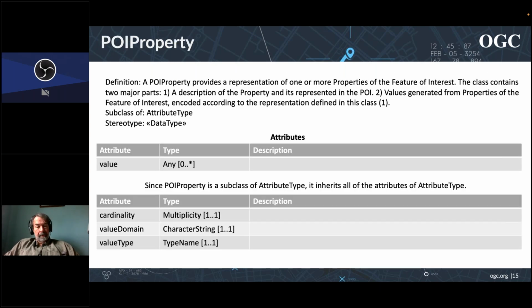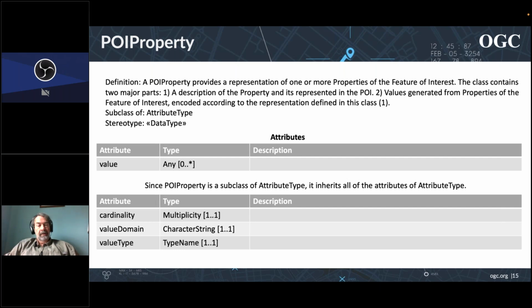Okay, POI property. POI property is how we map a property from a feature in the data set into the POI. That is, in most cases, it'll be a simplified representation of a more complex property, a more complex attribute of a feature that's being described. It's built on top of the attribute type class, which is defined in 19109, I'm sorry. And all we really do is add a value to it. So the attribute class from the ISO standard says we need to define the cardinality, how many there are. We need to define the value domain, and we need to define the value type.